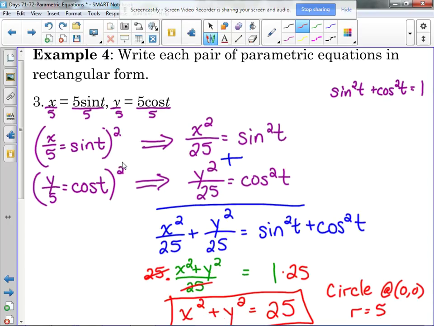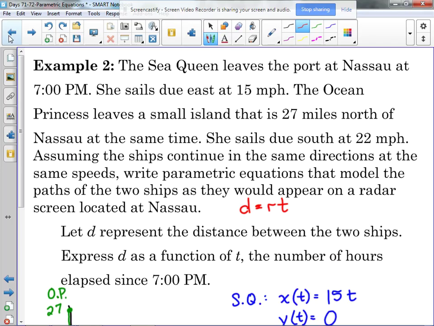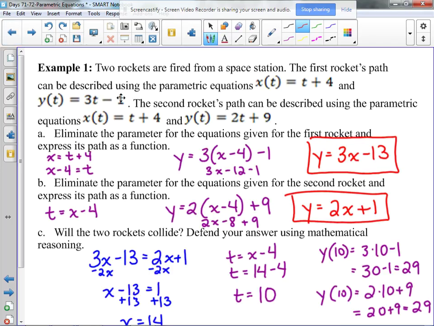This only applies when there's trig involved. If it's just regular x, y, and t, there's no trig, then solve one of them for t, plug it into the other one so that you only have x and y. Okay, does that make sense?